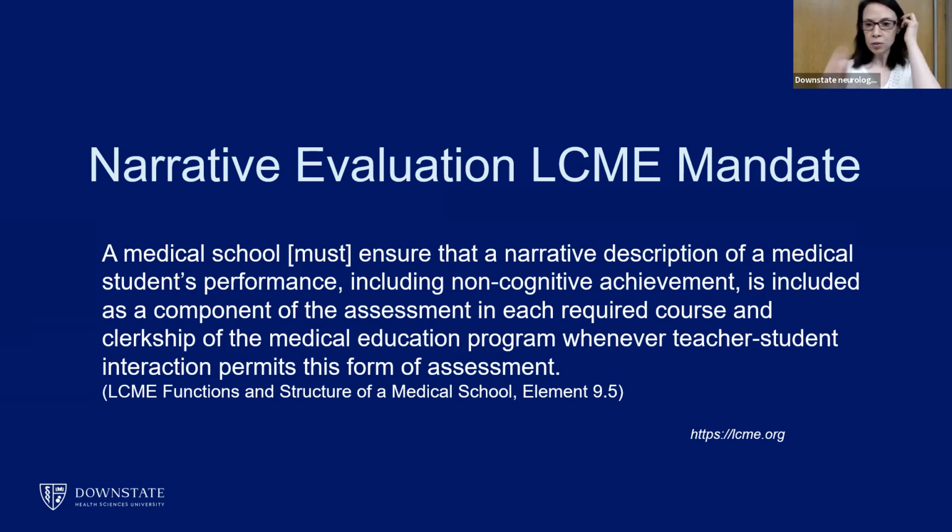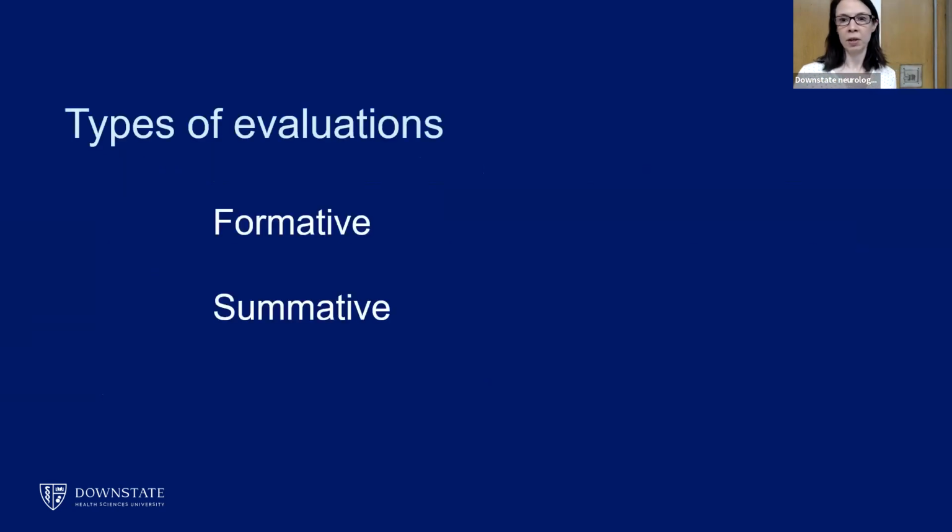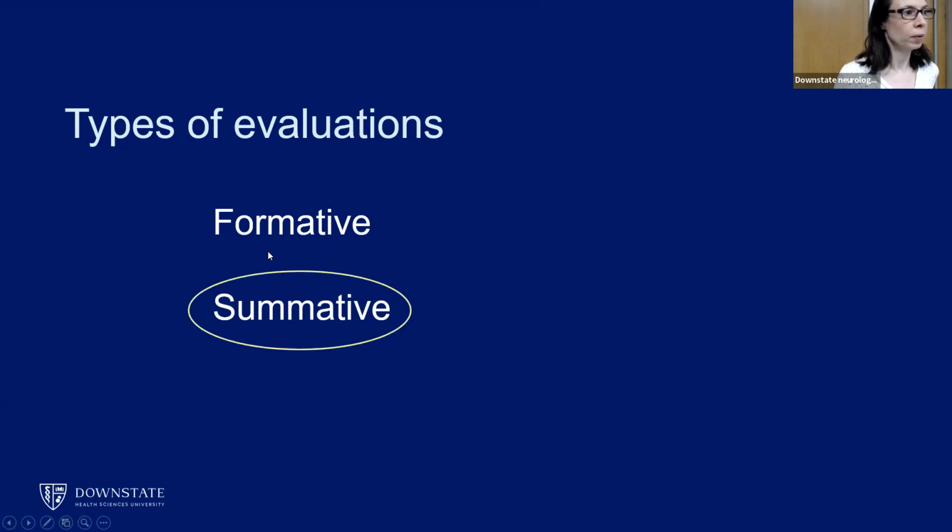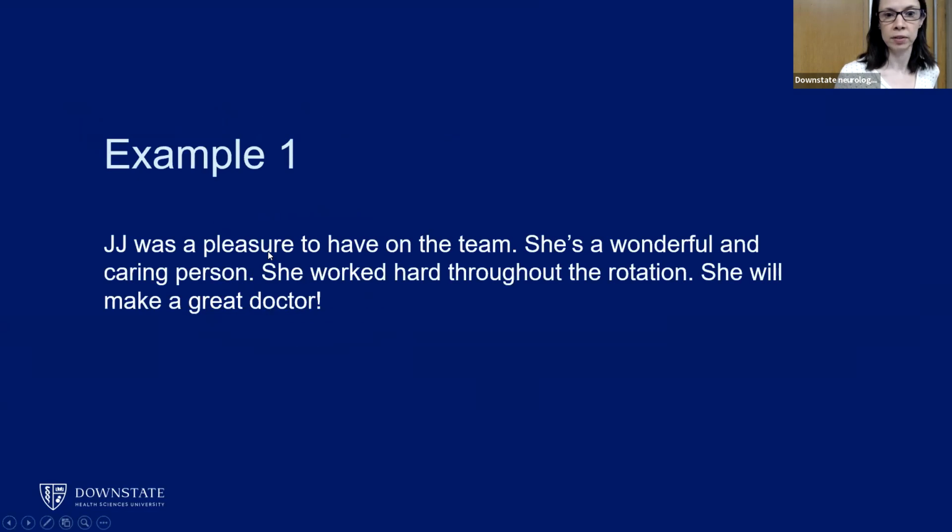Okay, so there's two types of evaluations in general. There's formative evaluations and summative. Formative evaluations provide feedback to learners about their progress. For example, this could be the feedback you provide after directly observing a student do a neurological exam, or maybe mid-clerkship feedback. And then a summative evaluation measures the achievement of learning goals at the end of a course or clerkship, such as your end of clerkship feedback. And narrative evaluations can, of course, be either, but here we're going to talk about summative evaluations.